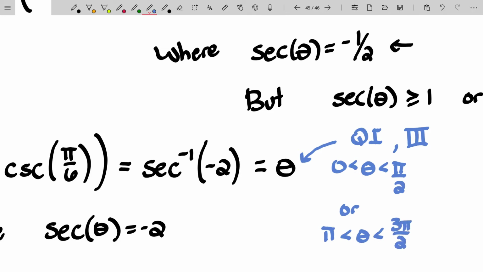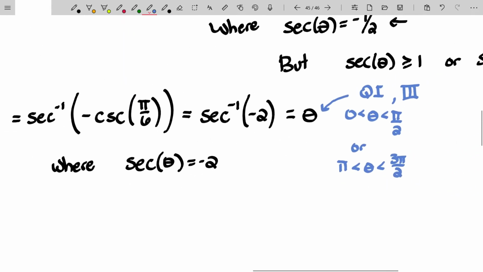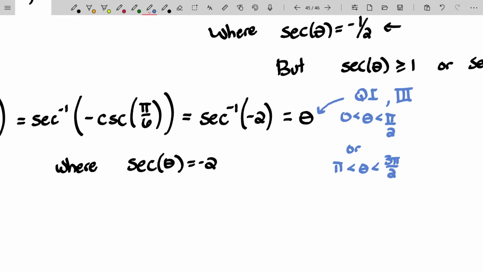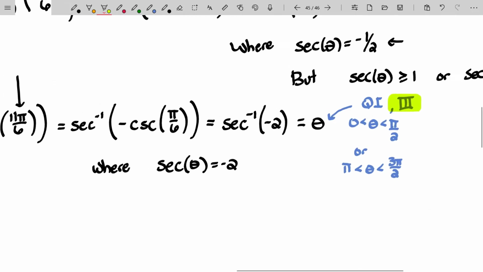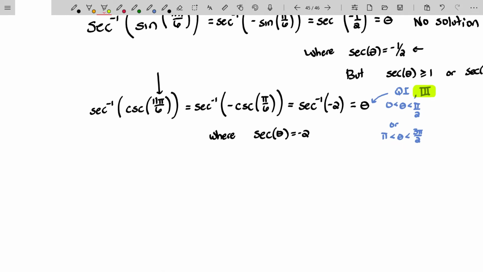I'm not really concerned about the edges on these, even though technically each of those intervals contains one edge. So you have either a quadrant 1 or a quadrant 3 possibility here. And I'm going to tell you right now, quadrant 1 can't work because the secant is not negative in quadrant 1. So it must be the quadrant 3 angle. Well, now that we know the quadrant 3 angle, let's find the reference angle. And this is going to be a special triangle.